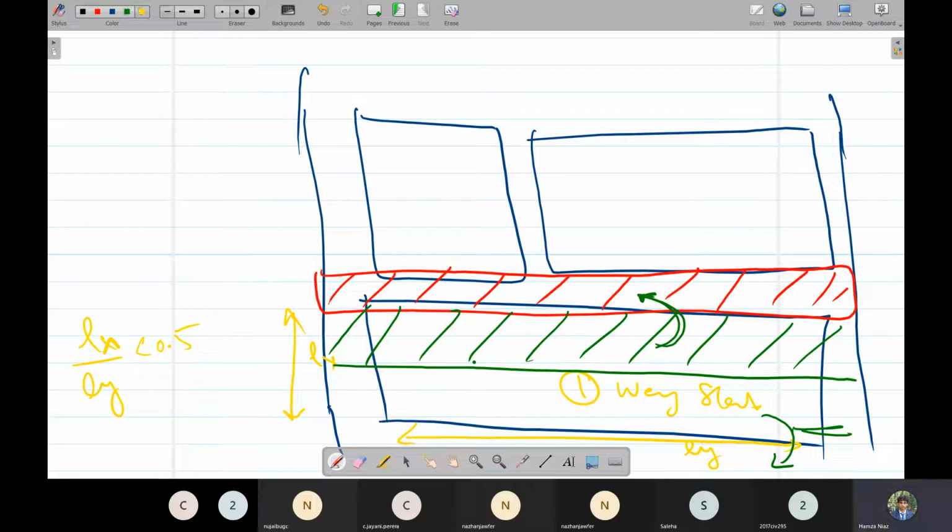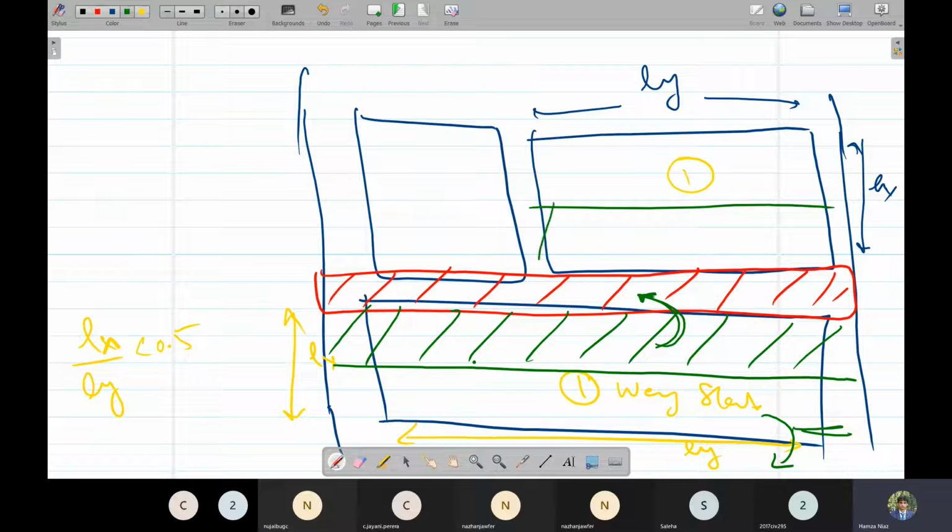Similarly, for the top, this is also a one-way slab. You can simply divide it. This is Lx, the smaller dimension is always Lx, the larger is Ly. Simply divide it into two parts, and the half load from this portion would be transferred onto the beam here.